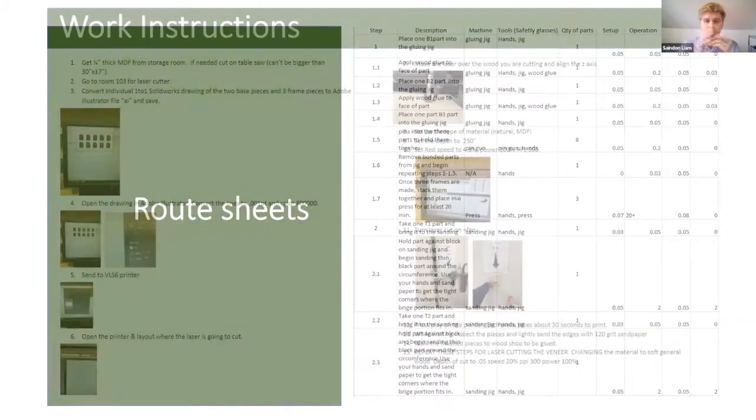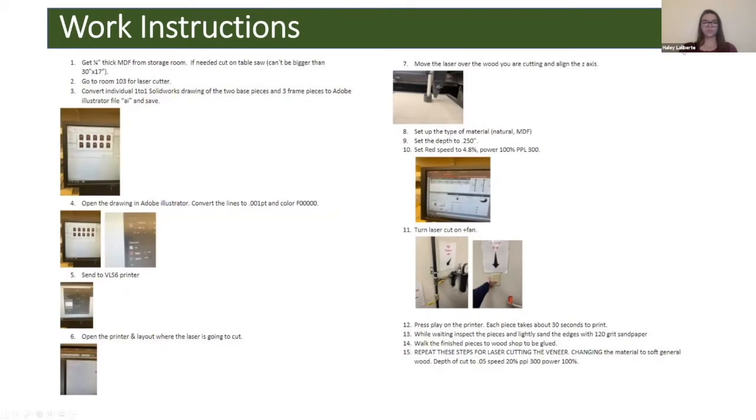tools used. This is one of the work instruction sheets we had to make. The one on the screen right now is for the laser cutter. A work instruction sheet is a step-by-step guide on how to make a specific part of the light. The sheet was very helpful because it allowed for anybody on our team to make any one of the parts.